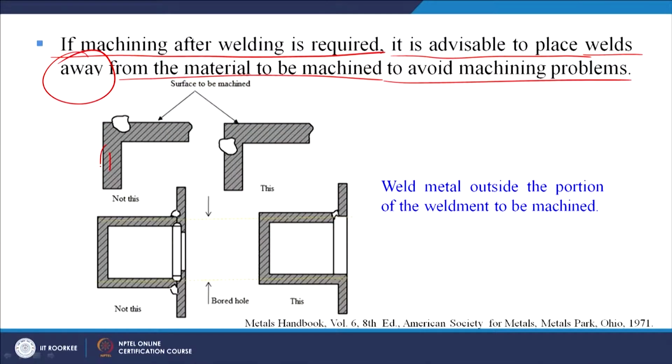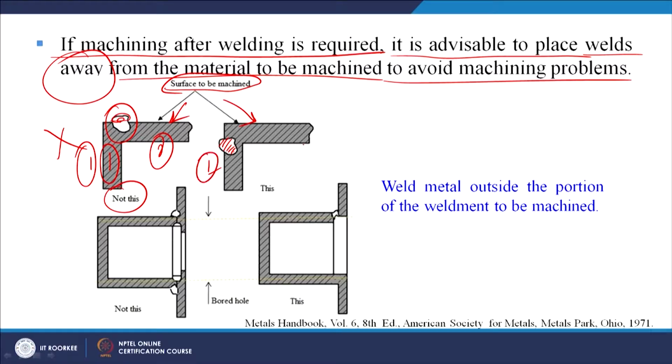So here we can see this is a part being joined, part number 1 being joined to part number 2, and this is the weld bead which has been deposited, and this is a surface. This surface has to be machined and this surface has to be machined. So this is not recommended, because we have to machine this surface and we have a weld bead here, so it will cause a problem. So what we can do? We can do the welding here, join this part number 1 to part number 2, and then later on this surface we can do our machining.